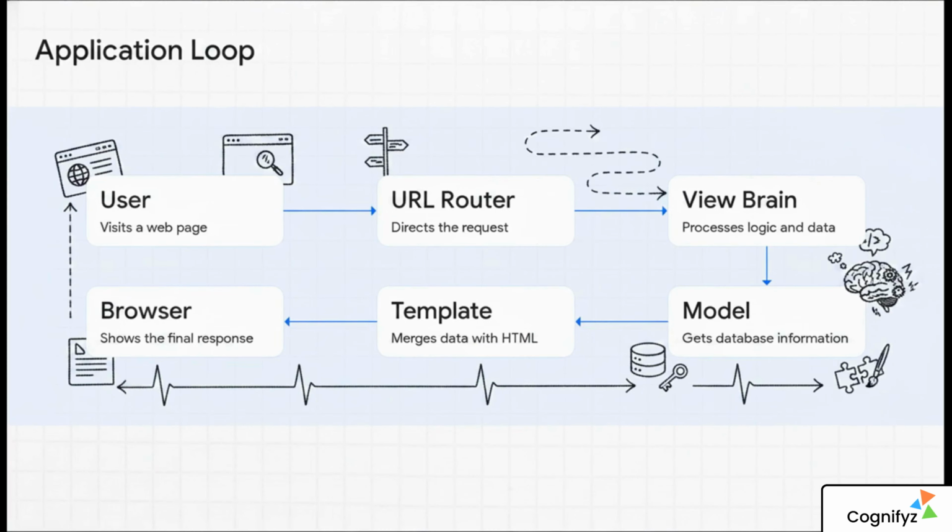Let's revisit our workflow really quickly just to see how all these pieces fit together in real time. When a user visits a page, the URL router steps in and directs them. Then the view acts as the brain, processing that request. Maybe it asks the model for some database info, merges whatever data it gets with an HTML template, and boom, it sends it right back to the browser. This continuous loop, that is the heartbeat of every single Django application you will ever build.